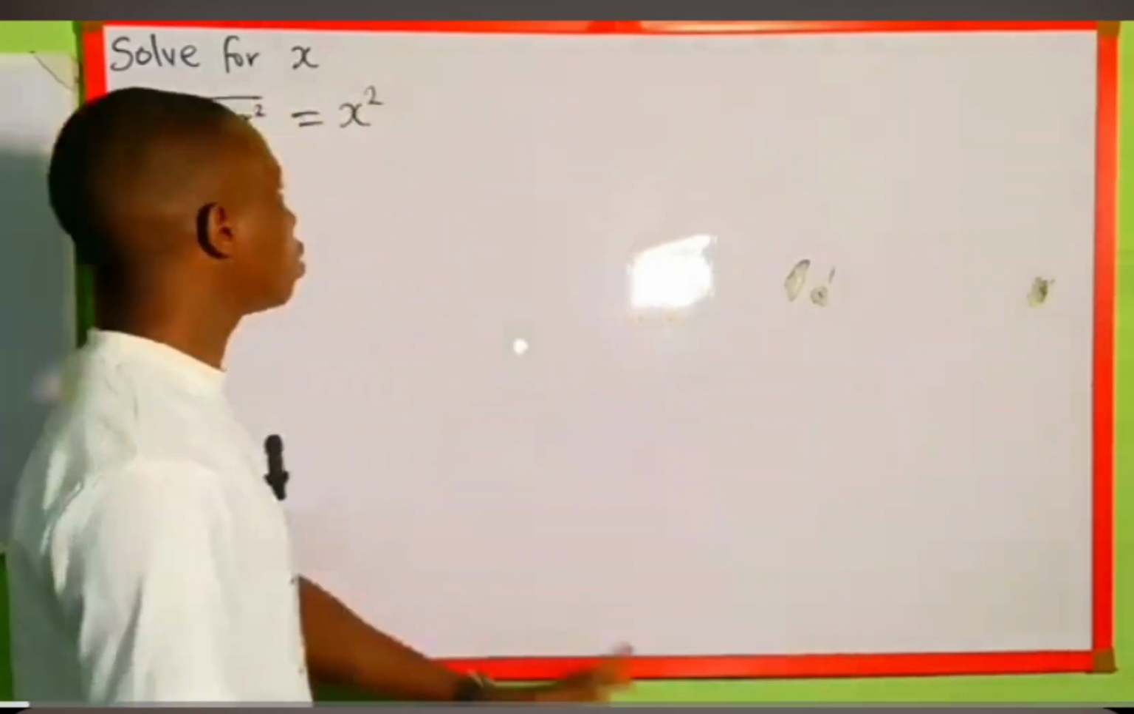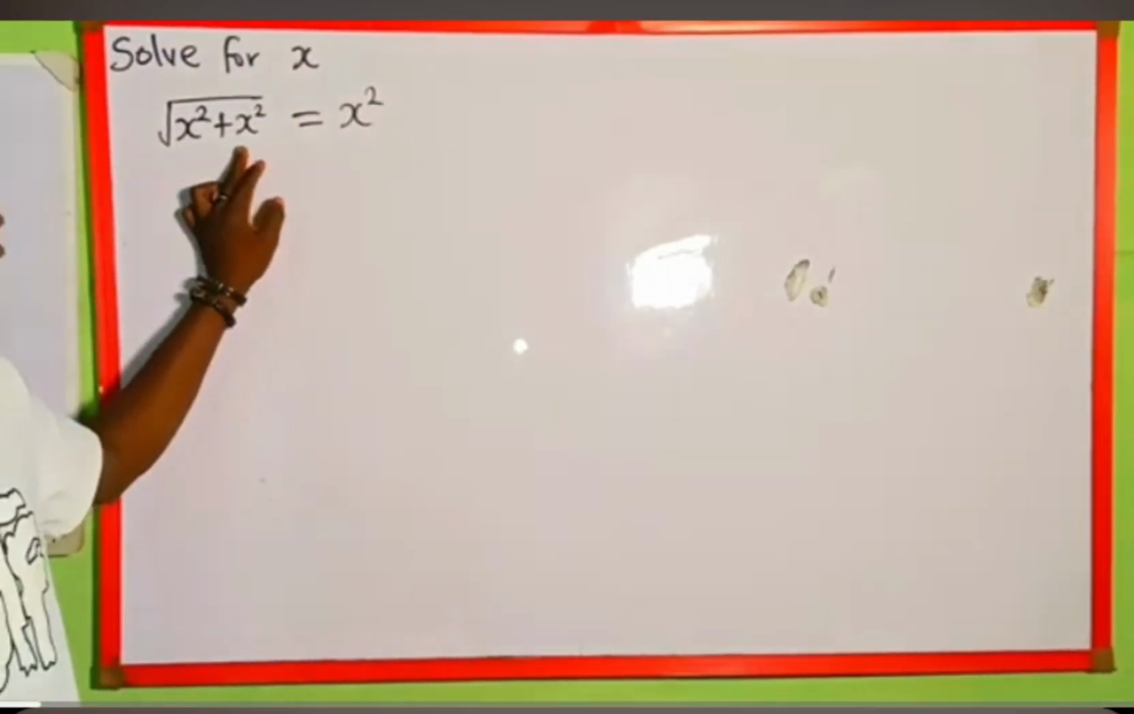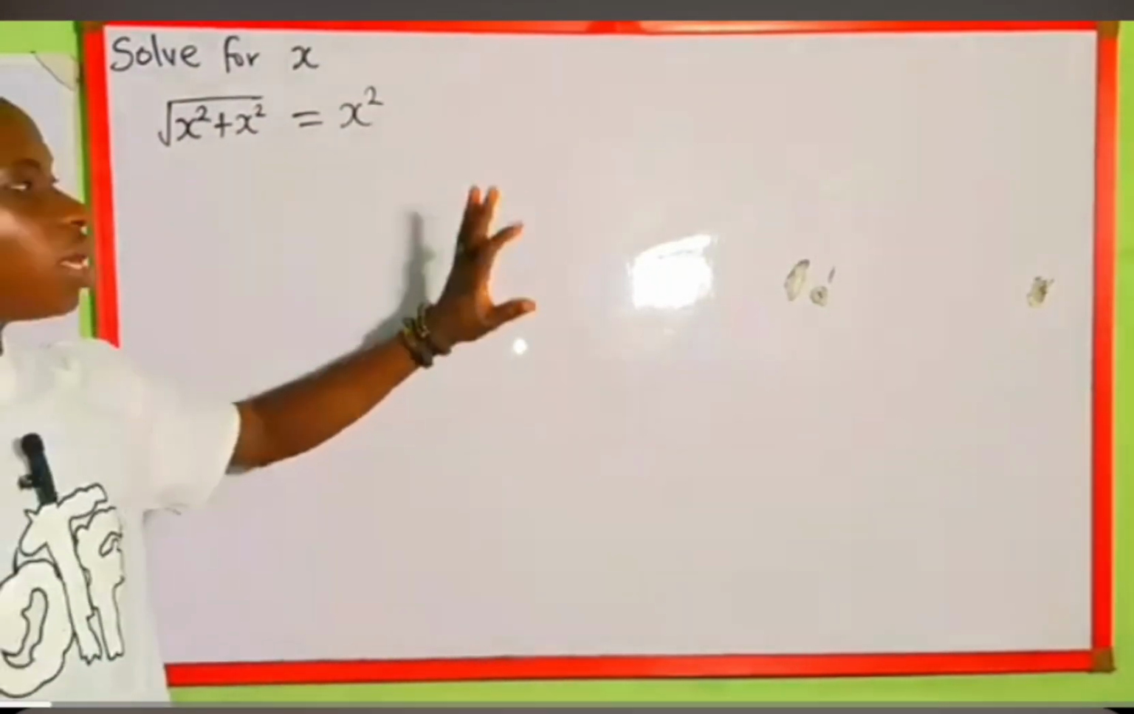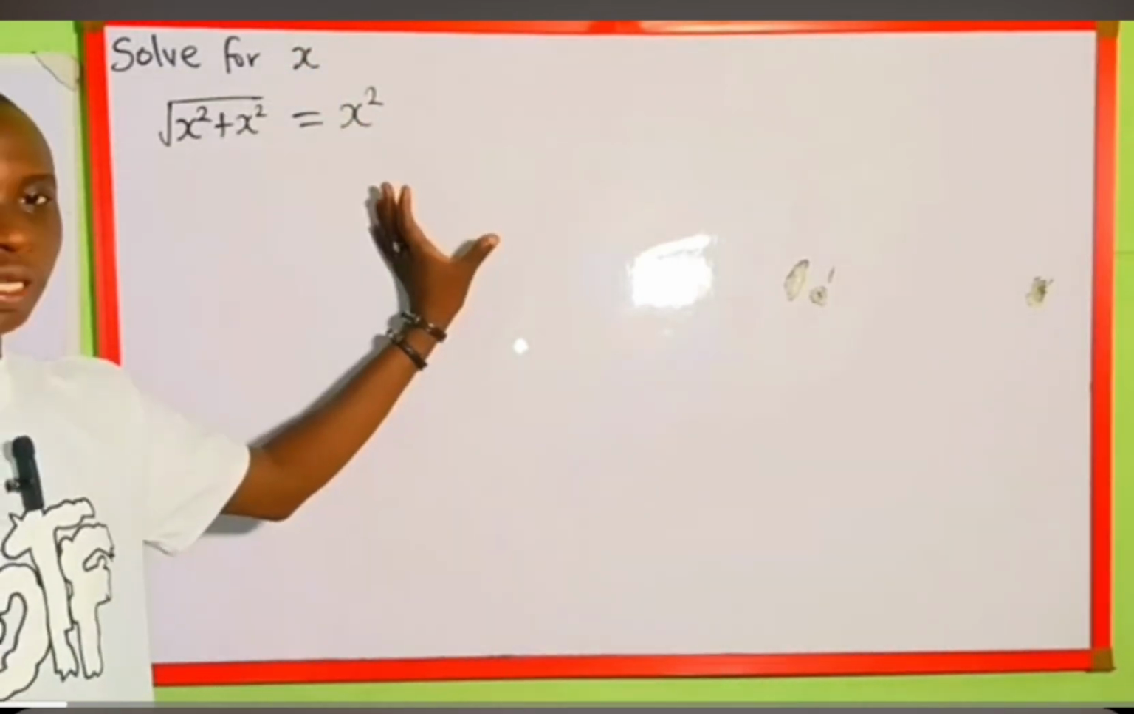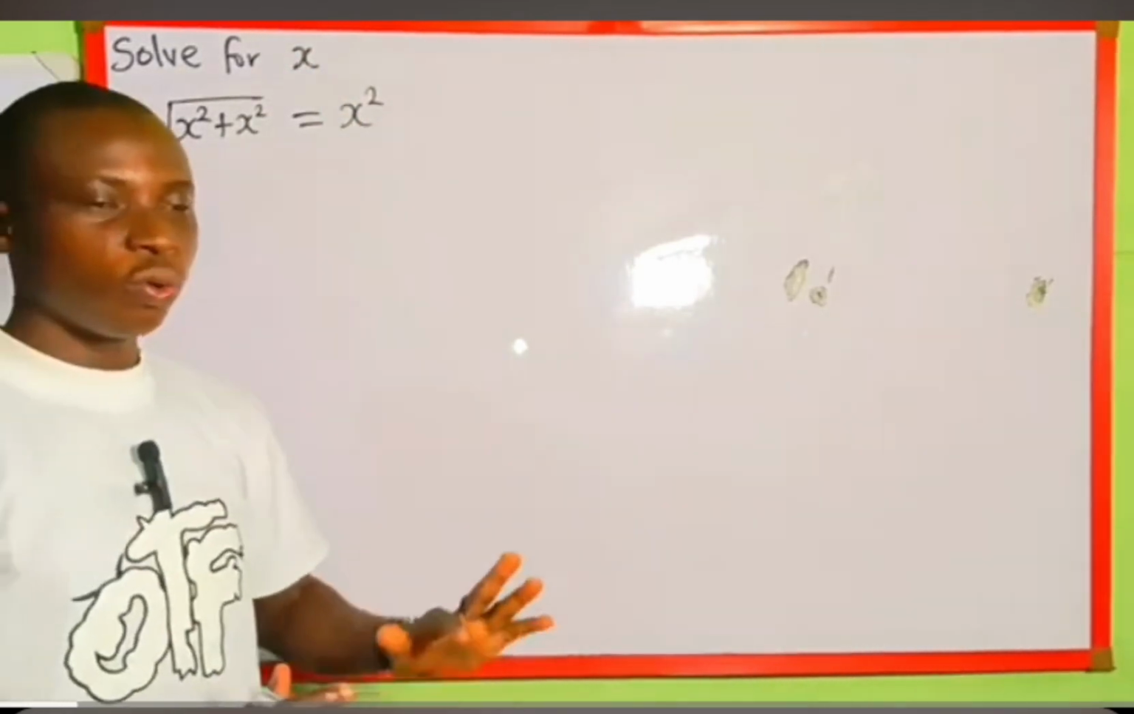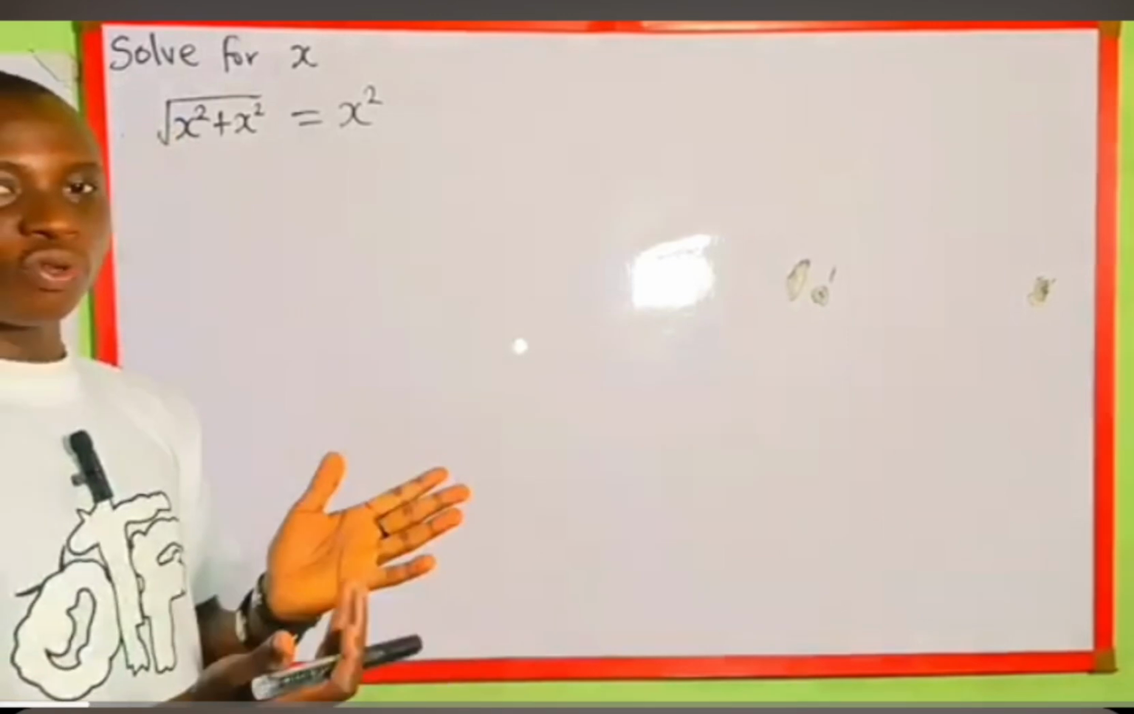The given equation is: square root of x squared plus x squared is equal to x squared. We are asked to solve for the value of x from this equation. The first thing we need to do is to remove this square root by squaring both sides of the equation.